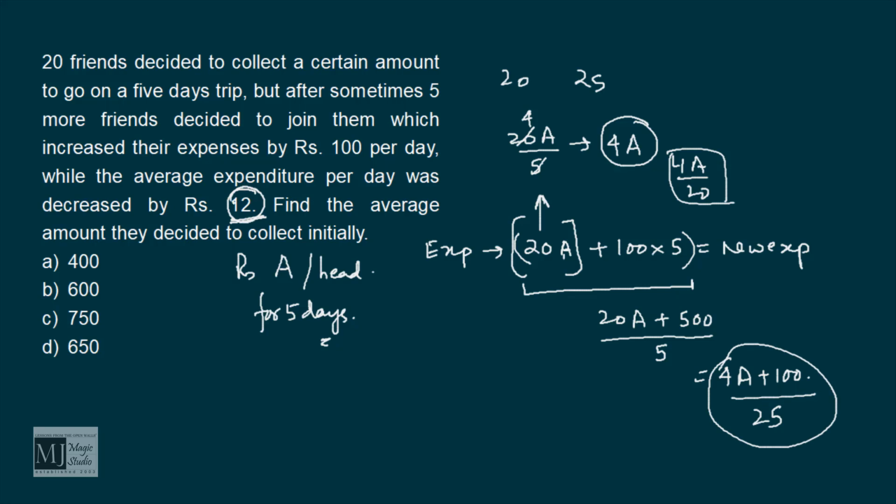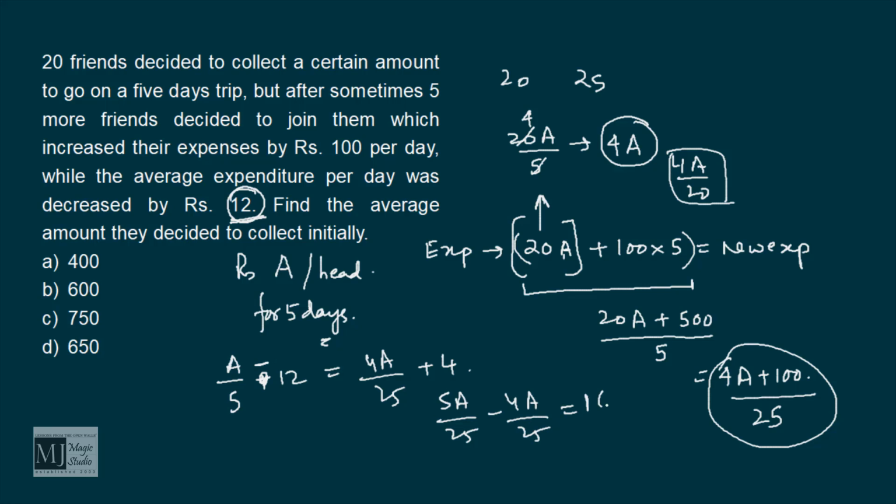Now it has fallen by 12. That means A by 5 plus 12. It has fallen, na? So this should be 12 more. So A by 5 minus 12 should be equal to 4A by 25 plus 4. So if I multiply this by 5, 5A by 25 minus 4A by 25 is 4 plus 12, that is 16. So we have A by 25 is 16, which gives us what? A equals 25 into 16, that is 400.